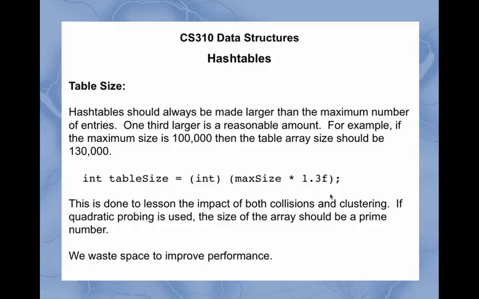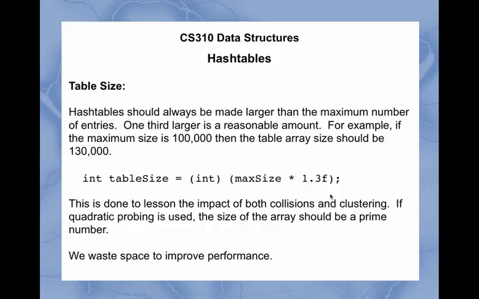Now we of course have a max size because hash tables are array-based, and the array has a finite size limit. So the max size is the maximum number of elements we're going to allow to be stored in our hash table. The third one we have is table size, and table size should always be made larger than the maximum number of elements the table will contain. About 1/3 larger is a reasonable amount. So for example, if the maximum size of the table is 100,000, then you should make the table size 130,000.